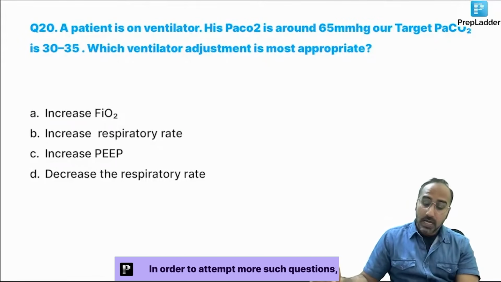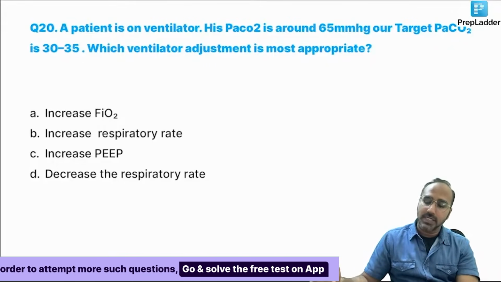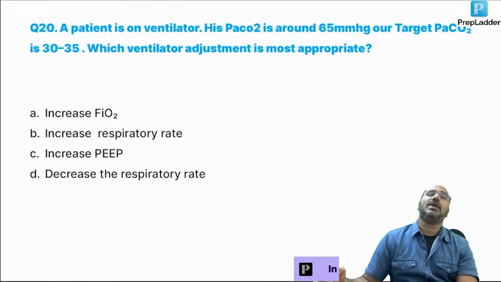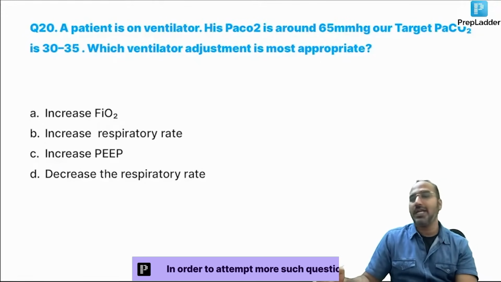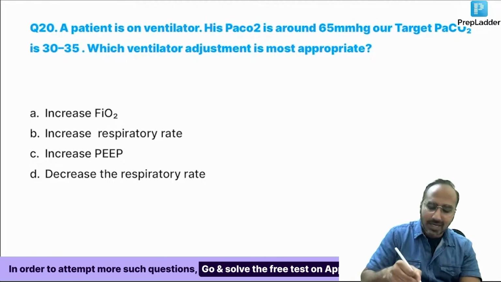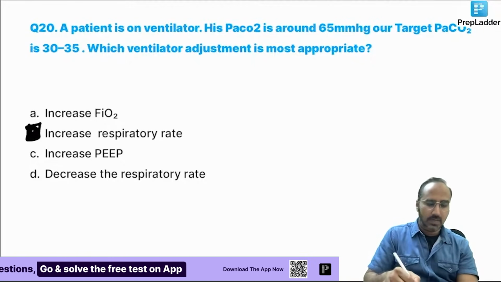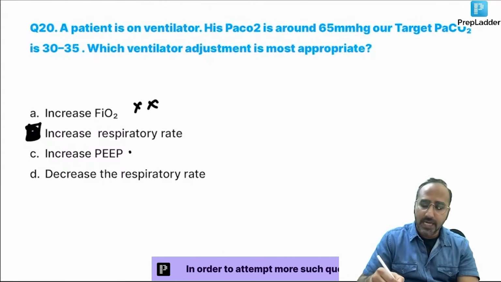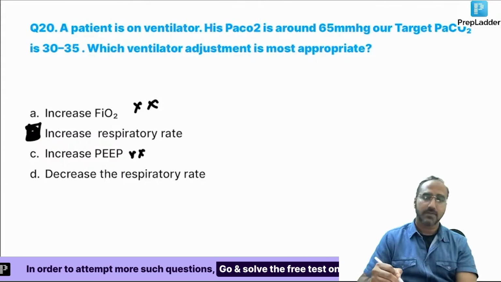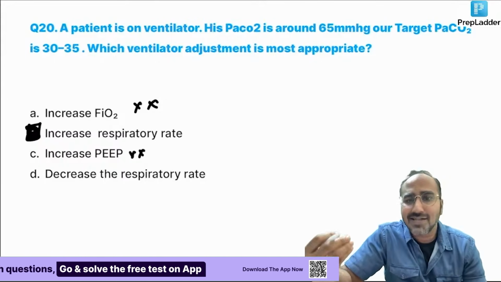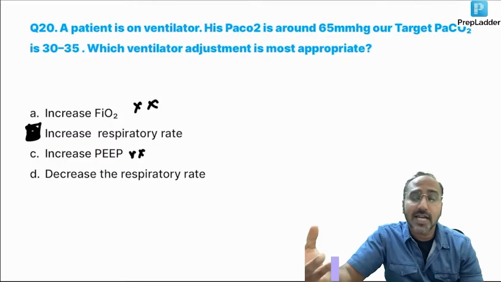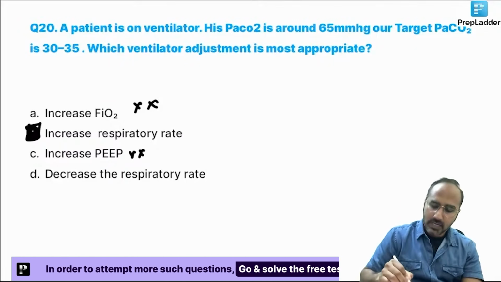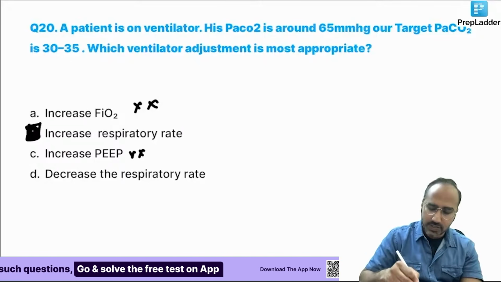Now, a patient is on ventilator. His PaCO2 is 65. Our target PaCO2 is 35. What ventilator adjustment you have to do? Come on, guys. If at all you need to adjust the PaCO2 or wash out carbon dioxide from the patient, you need to just increase the respiratory rate. Increasing the FiO2 won't decrease PaCO2. Increasing the PEEP also will improve oxygenation, not his PaCO2. PaCO2 might be slightly improved by increasing PEEP, but increasing respiratory rate means you are letting the carbon dioxide go out. If you decrease the respiratory rate, PaCO2 will increase only. So this is the right answer.